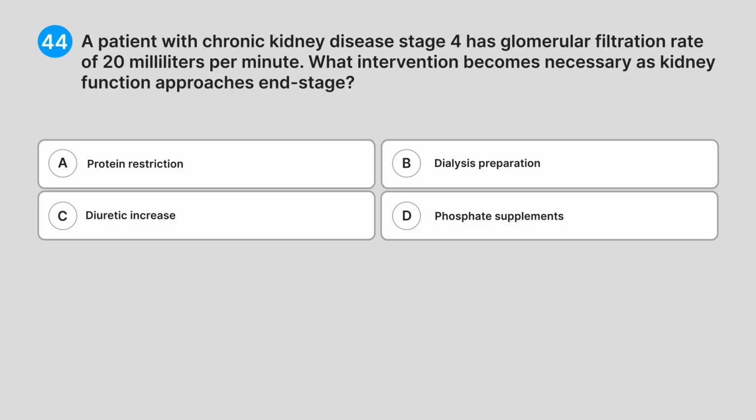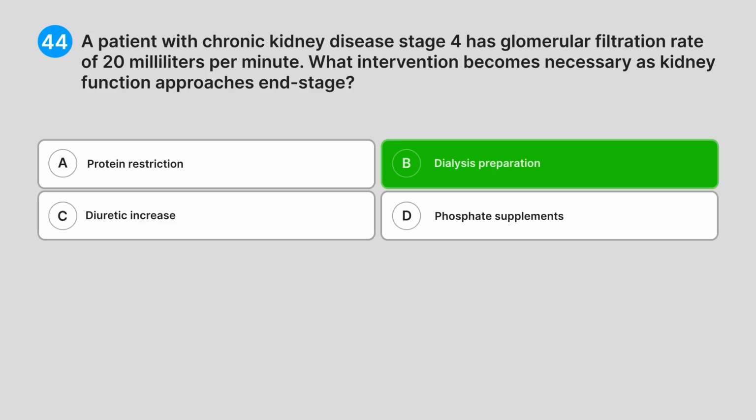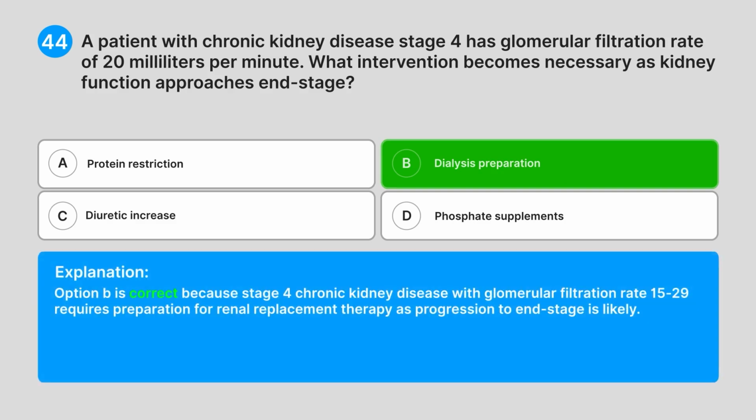Correct answer, B. Dialysis preparation. Explanation: option B is correct because stage 4 chronic kidney disease with glomerular filtration rate 15-29 requires preparation for renal replacement therapy as progression to end stage is likely.